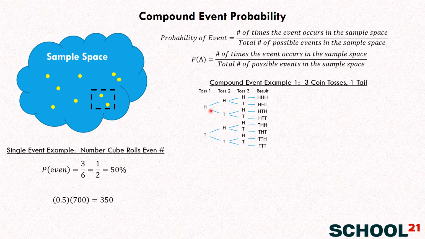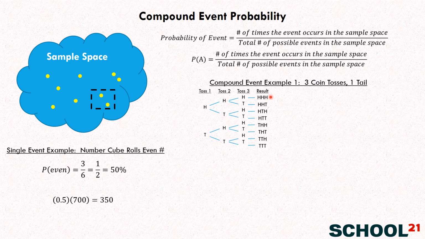Now, what that means is that you can trace the lines to get each possible event. One possibility is you get heads, heads, heads. This one right here, H, H, H. Does that make sense? Okay, another possibility is heads, heads, tails, and all the way down to tails, tails, tails. This right here is the total number of possible events in the sample space.